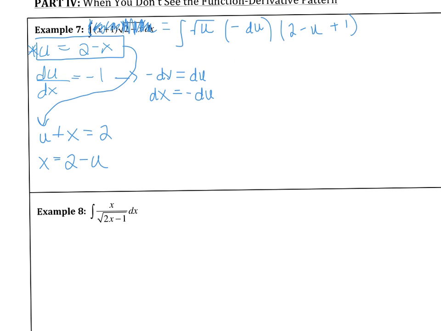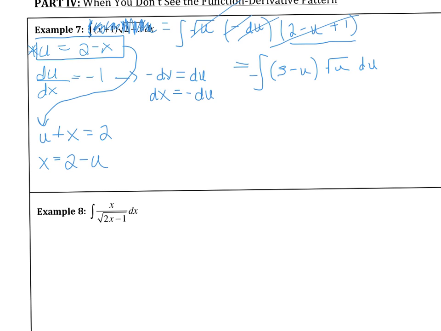Okay. Let's clean up this integral. This bit right here is going to simplify to a 3 minus u, and that takes care of this guy. Then we still have a root u, and then we have a negative du. I'm just going to put the negative out front, and then write the du in here.